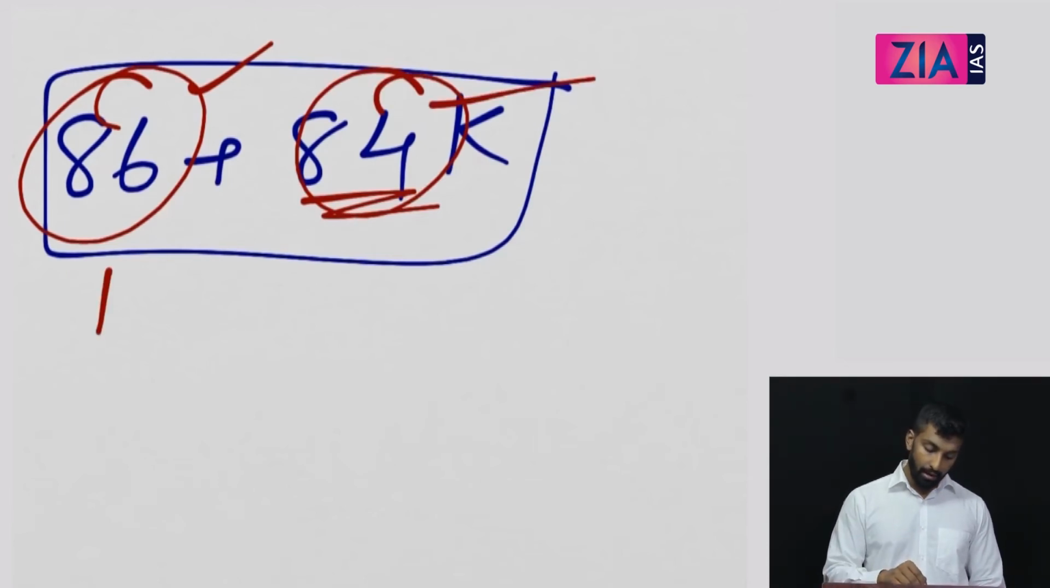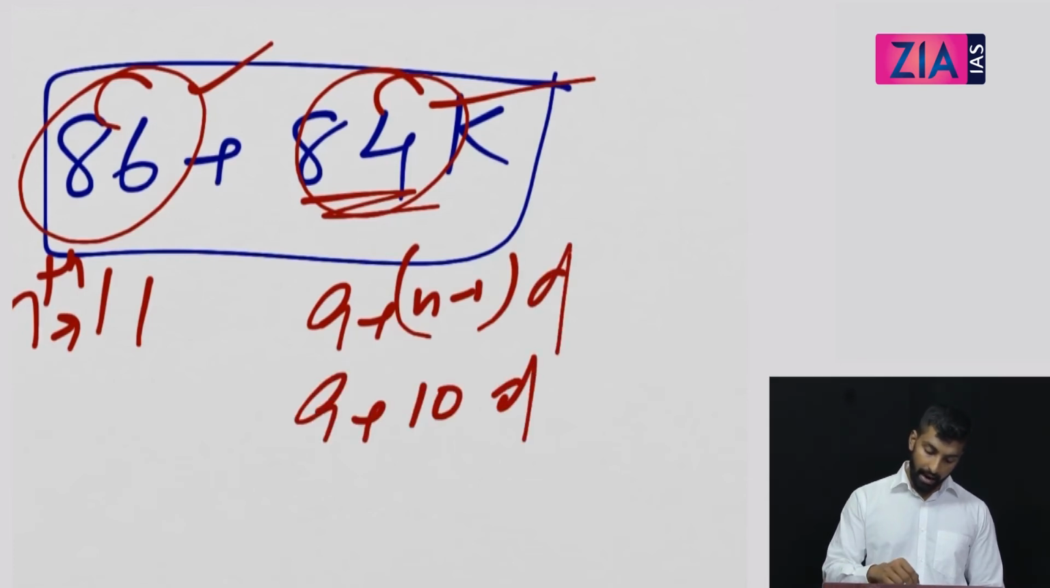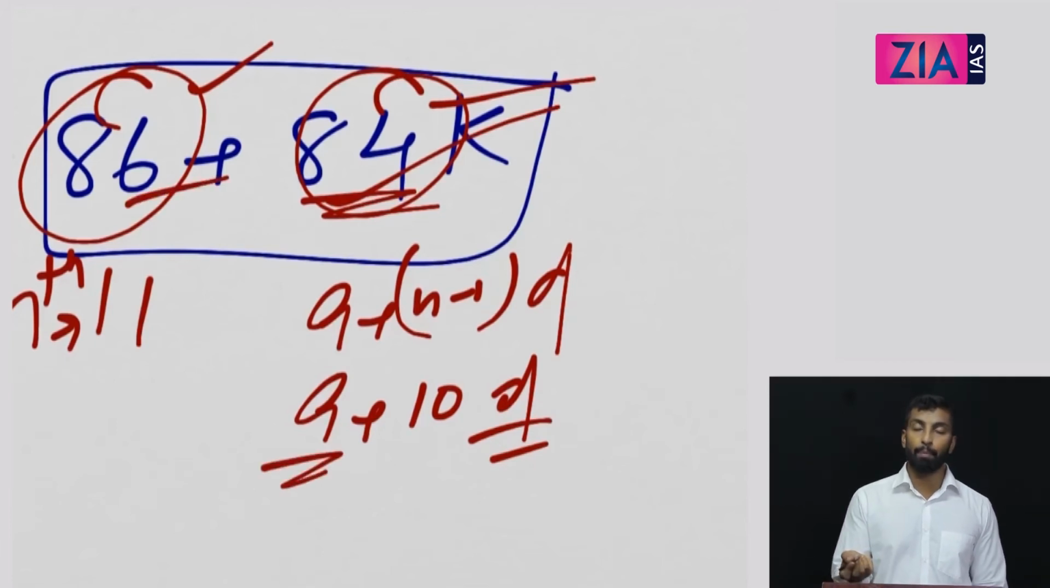They can ask you the nth term. Let's suppose the 11th term is asked. Nth term is a plus n minus 1 into d. If it is the 11th term, a plus 10d. What is d here? 84. What is a here? 86. So substitute, you can get a plus n minus 1 into d.